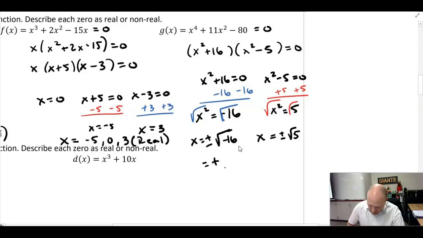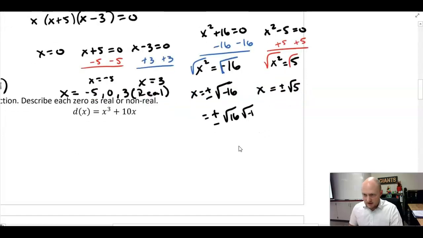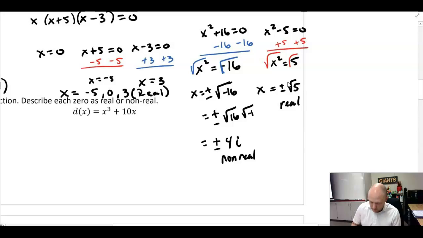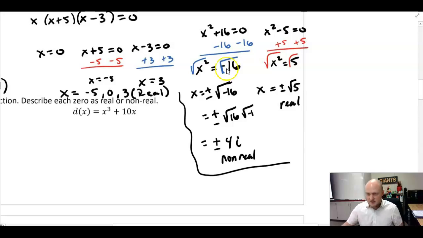I'm going to go ahead and break this rational term up. We have the square root of negative 1, which is i. So I have plus or minus the square root of 16 is 4, and then the square root of negative 1 is i. So there you have it. Here are our zeros. These are non-real, and these are real.